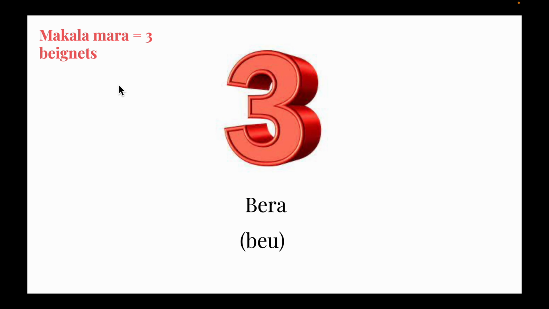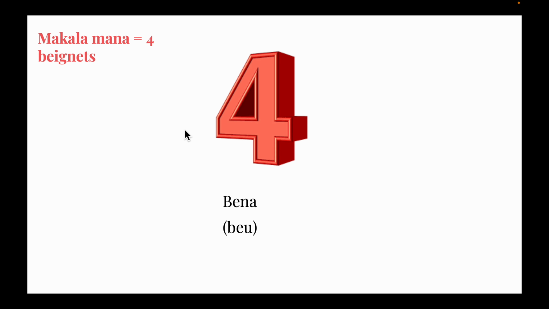Next one. We took a little bit of time on this one, but I want to make sure I am very explicit in my explanation and you understand what is going on. Like always, leave comments, ask questions. They're very important. Let's go. Number 4. Like I said, four beignets is makala mana. However, to say 4 in Bassa'a, if you're strictly counting, is bena. So to say four beignets is makalamana.